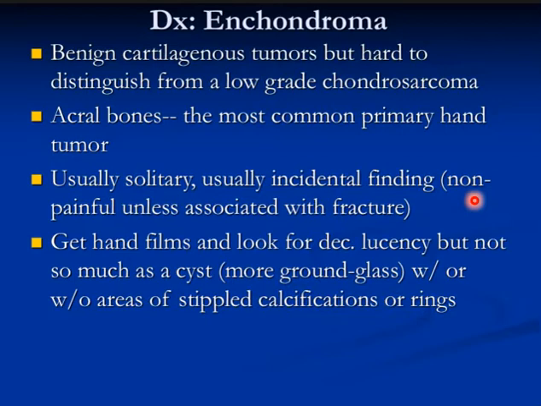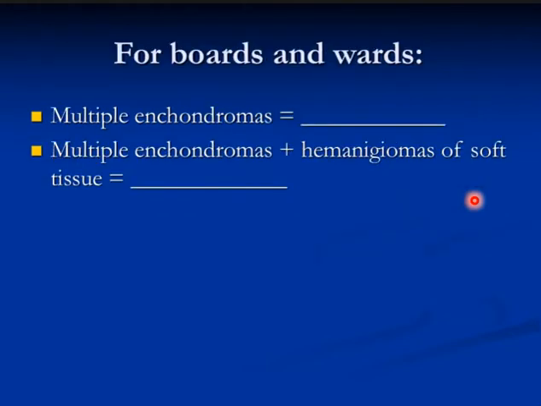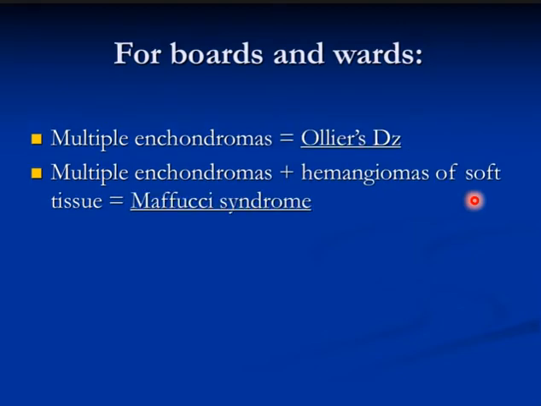So, now, for the board and the ward students: multiple enchondromas equals Ollier disease. Multiple enchondromas plus hemangioma of soft tissue equals Maffucci syndrome. Good. Good answering. Now, let's go to the third case.